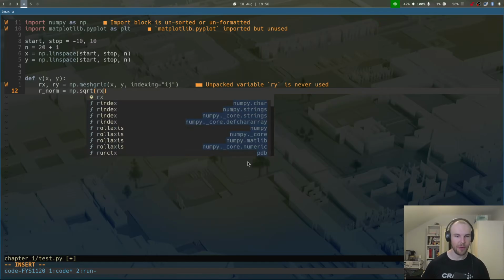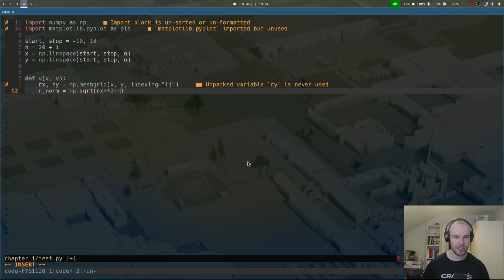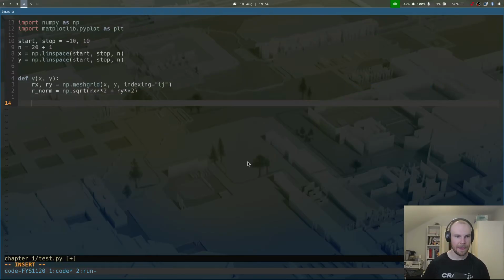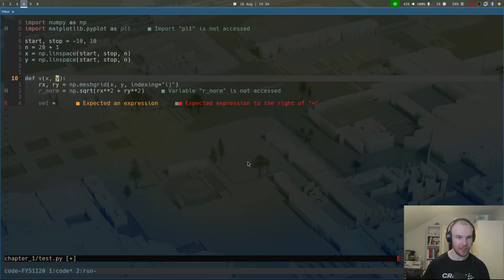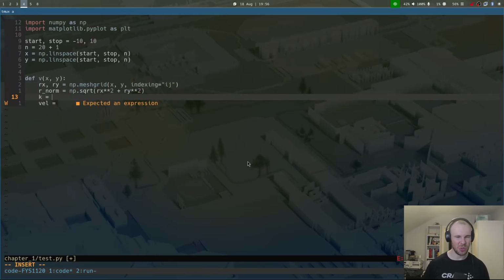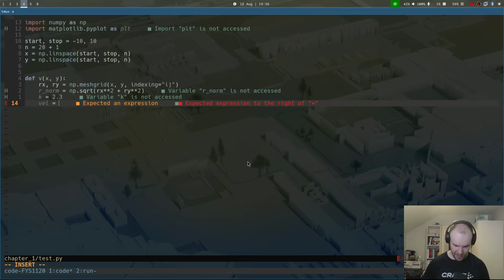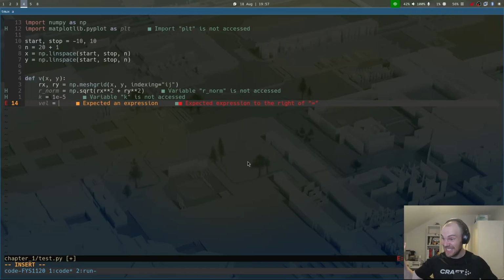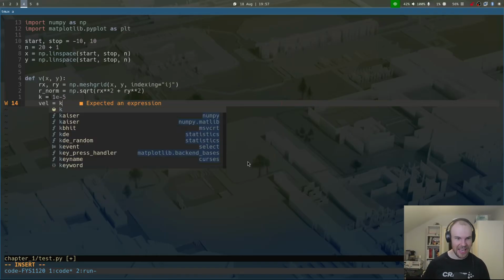np.sqrt of rx squared plus ry squared, right? That should be it. Then for our function, we just say that velocity is equal to, what was the function? I had some k, right? So I could just say k equals, I don't know, 2.3, something weird. I don't care. Maybe that's a lot. Maybe something small, that would make more sense. That's how these formulas usually are, 1e minus 5, something like that. And then velocity is just k.